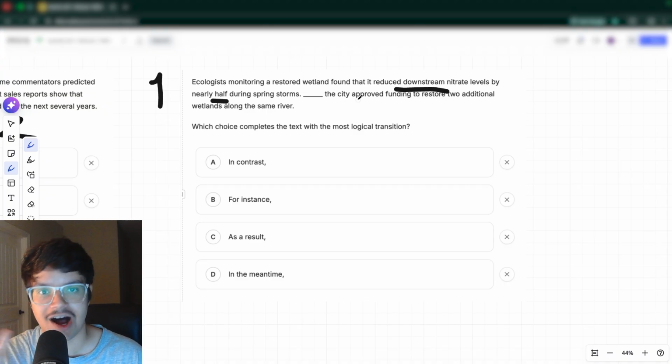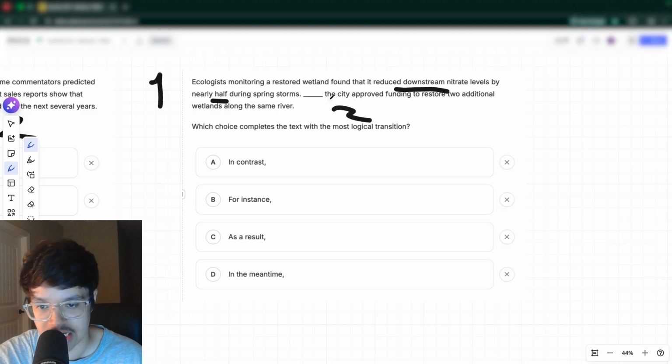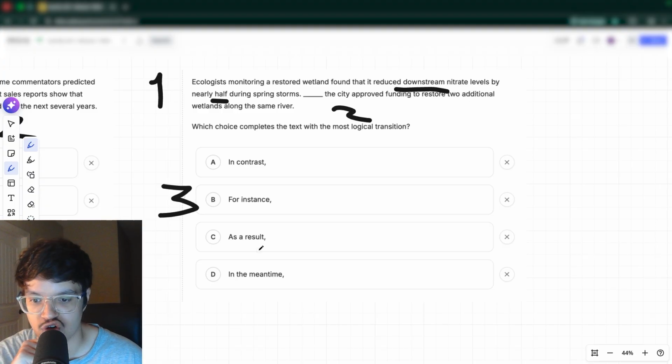So this definitely seems like a cause and effect type thing. We have this first sentence here that says it's really good, and the second was, since it's so good, the city decided to do this. So we're definitely going to go for as a result here.